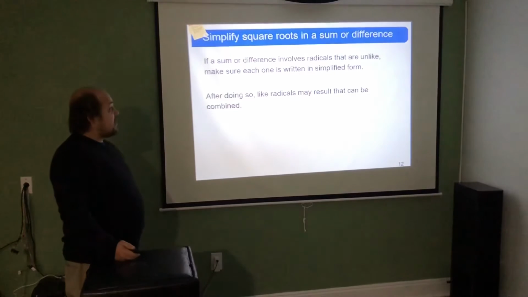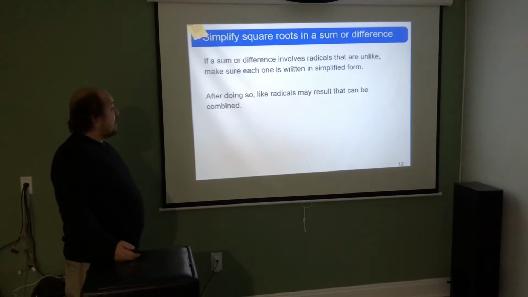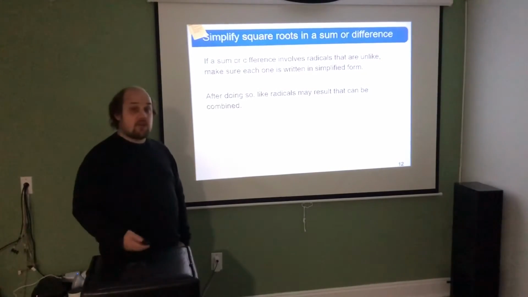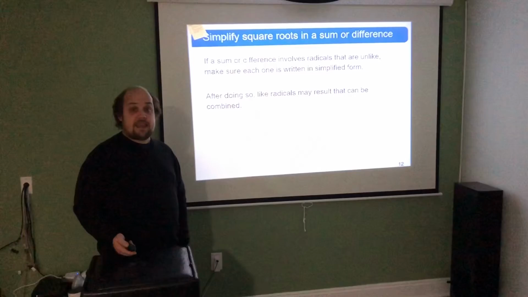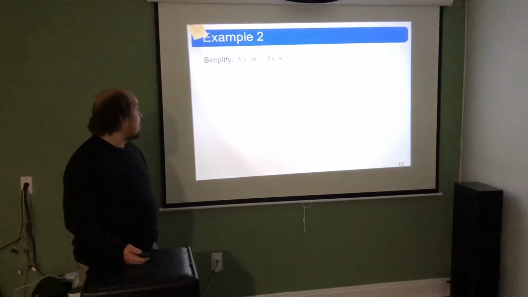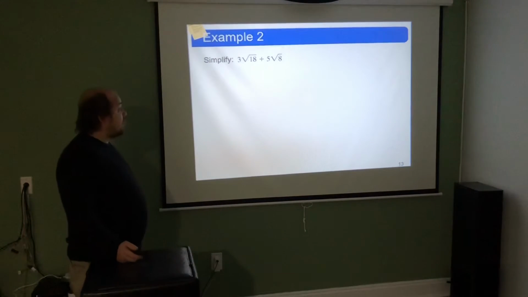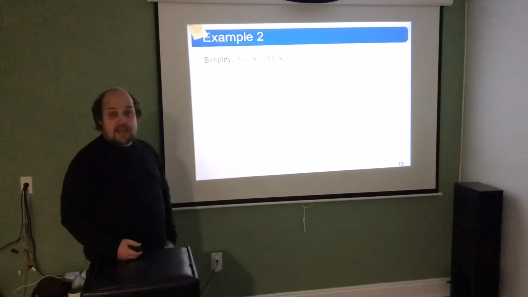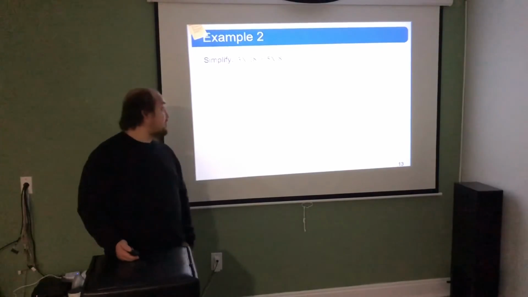So if a sum or difference involves radicals that are unlike, make sure each one is written in its simplified form. After you simplify, radicals that didn't look like they can be combined will now look like they can be combined. If I were to simplify 3 root 18 plus 5 root 8, I'd want to see what do root 18 and root 8 have in them as far as perfect squares.